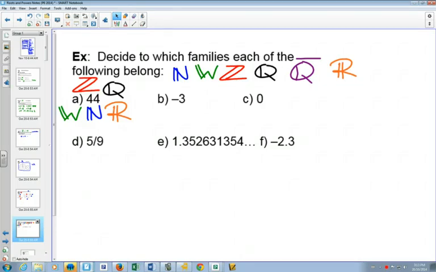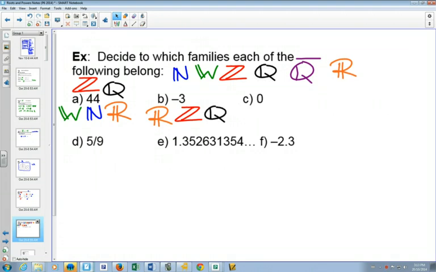How about -3? Real. Good job. No, it's not a whole number. Integer. Can you write it as a fraction? Yes.